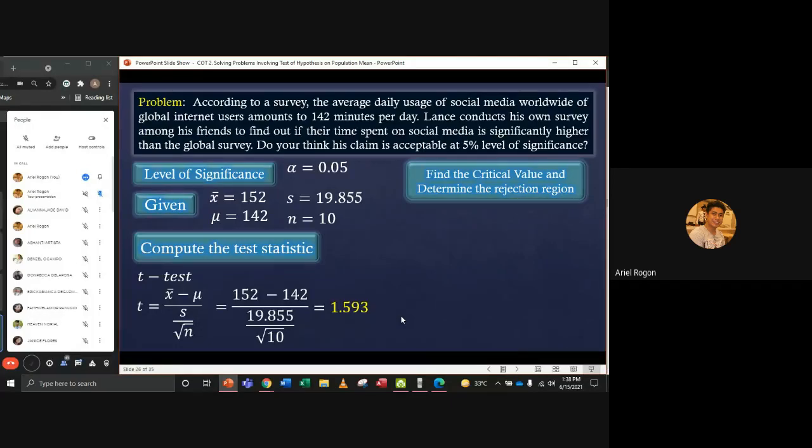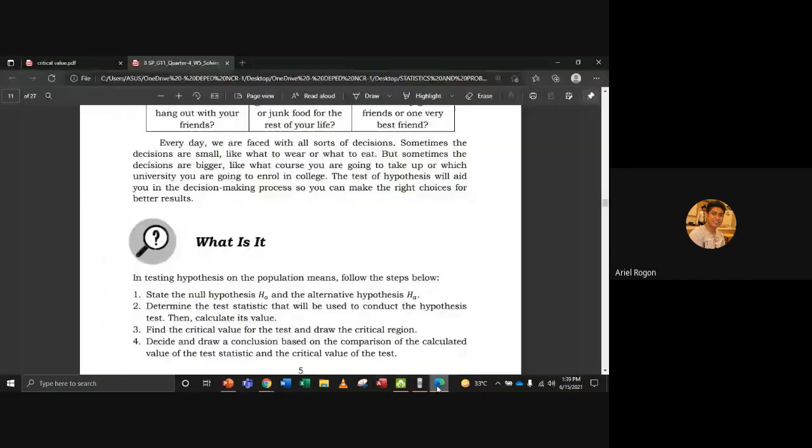So what will be our critical value here? Since this is a one-tailed or two-tailed test? One-tailed po. Okay, so one-tailed test, since our alternative hypothesis is greater than, no, yung symbol niya. So tingnan natin sa T table natin.